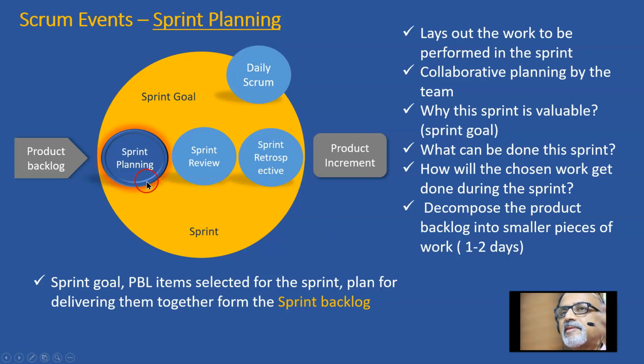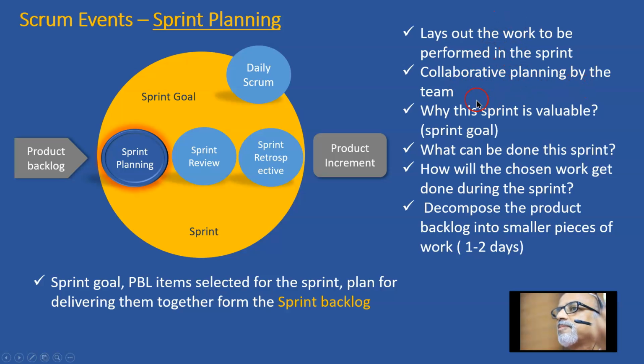Then the first event, that is the sprint planning meeting. It lays out the work to be performed in the sprint. So during the sprint planning meeting, the product owner proposes a set of features that he wants to be developed during the sprint. The team clarifies it, asks their questions, brings in clarity.